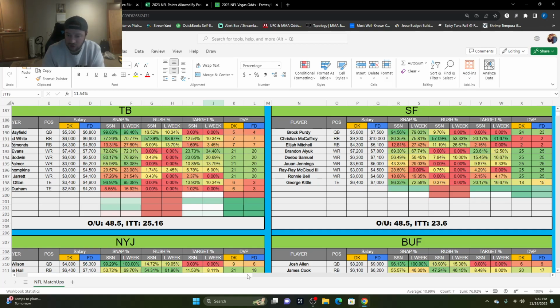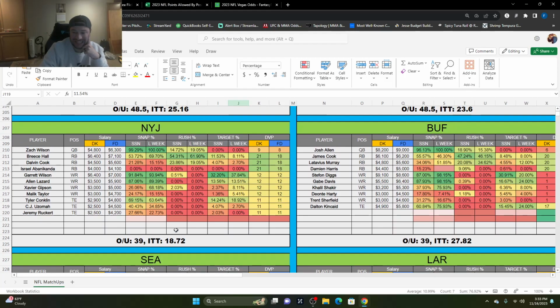I think Brock Purdy, Christian McCaffrey, Aiyuk, Samuel, depends if Samuel's in there. I like them. George Kittle is another one that I'd look at as well. You can see against the wide receiver, they rank 25th. Against the tight end, Tampa Bay ranks 18th. So I am all in on a San Francisco stack. I love me a sneaky Tampa Bay stack as well.